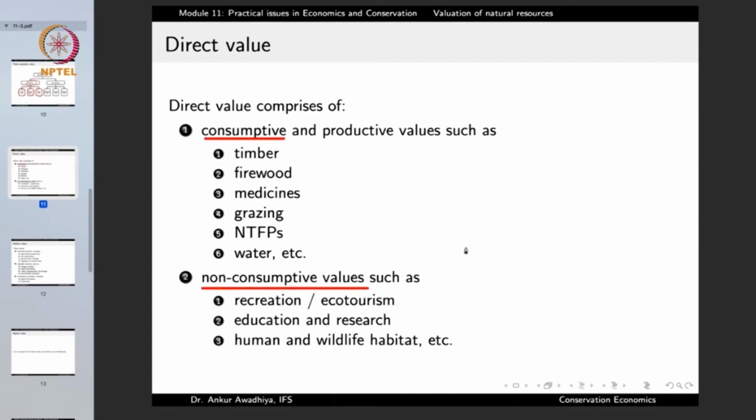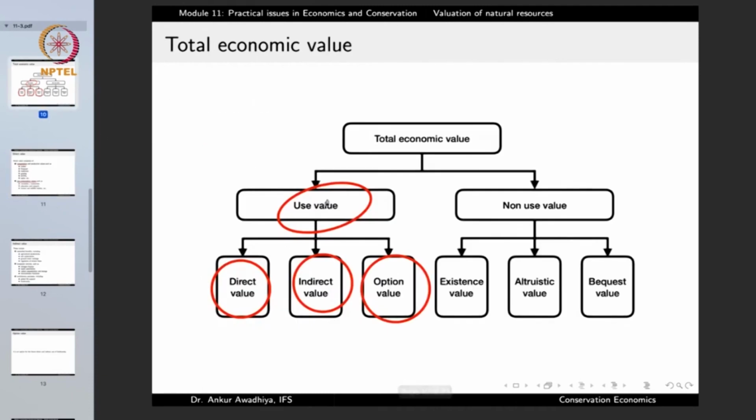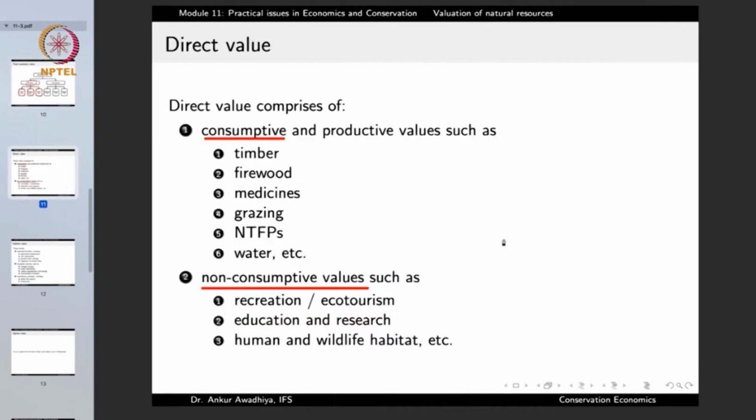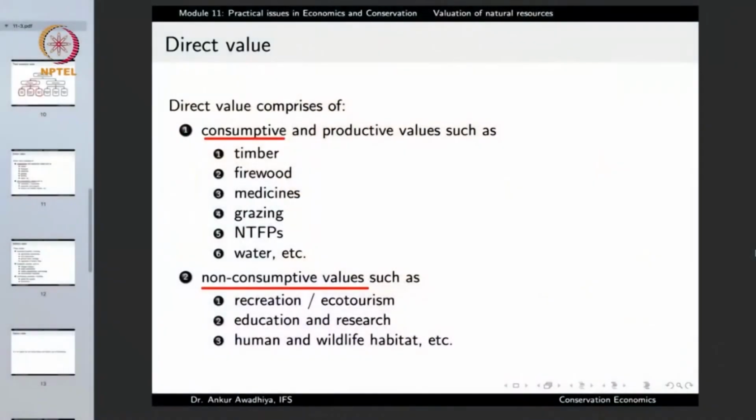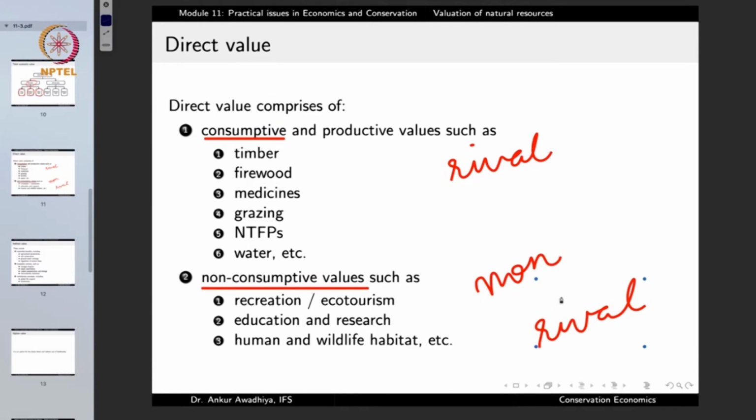Now this is a use value. We saw here that the direct value is a use value. So these values are arising because we are using the resource. Now we can use the resource in a consumptive manner or in a non-consumptive manner. When we say consumptive manner, we had seen in an earlier lecture that there are certain resources that are rival in consumption and there are certain resources that are not rival in consumption. So here, in the case of consumptive values, we are talking about those values that are rival in consumption. And when we talk about the non-consumptive values, they are non-rival in consumption.